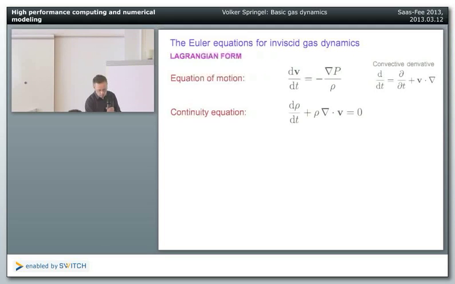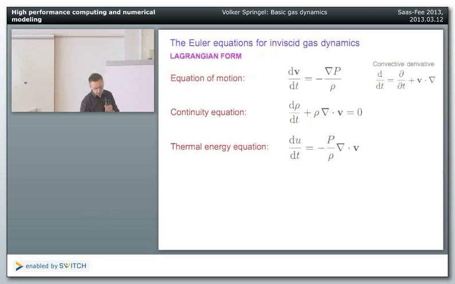The second equation that we have in gas dynamics is the continuity equation. That describes how the gas density that you have around you changes as you move along. And this can very simply be derived just from conservation of mass. That's nothing else than what the continuity equation expresses.